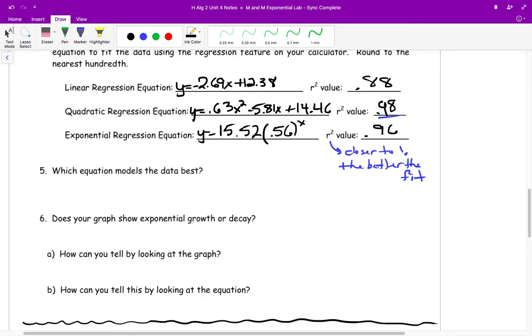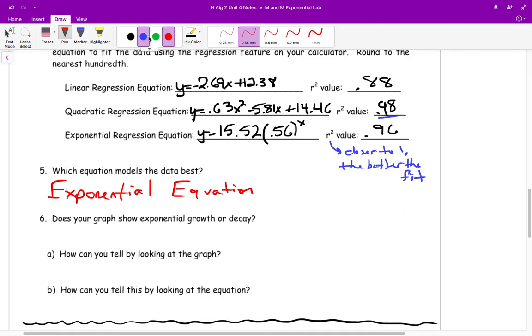So instead, what we're going to say for which equation models the data best, we are going to go with an exponential. We're going to say that our exponential equation works best, even though the r squared value is a little bit less than quadratic. And the reason being, again, quadratic would have to go back up. Exponential just keeps going down.